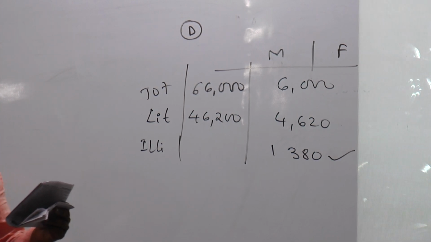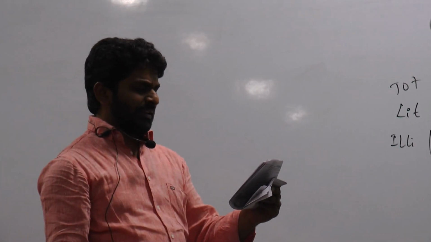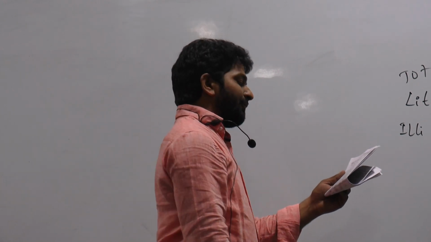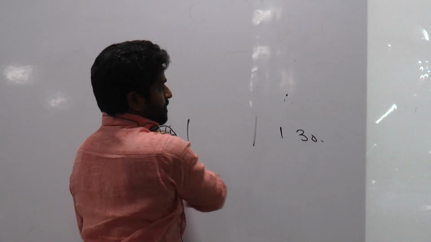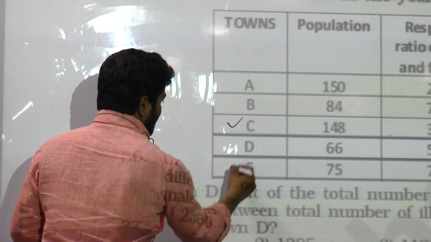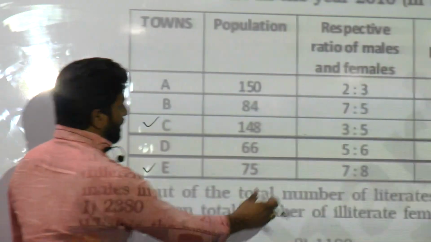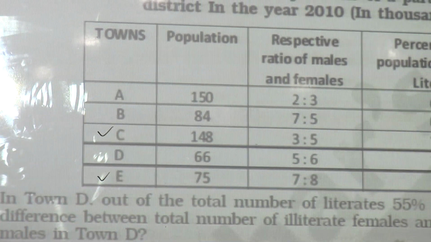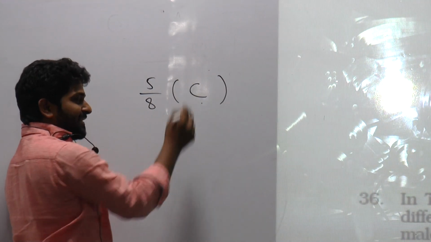Next, 37. What is the respective ratio between total number of female in town C and total number of female in town E? Ratio between female from town C and female from town E. C and E. Right. No need to go for conversion. Total how many parts do we have? Out of 8 parts, female are? In the sense I can say 5/8 of the total population from C are female.